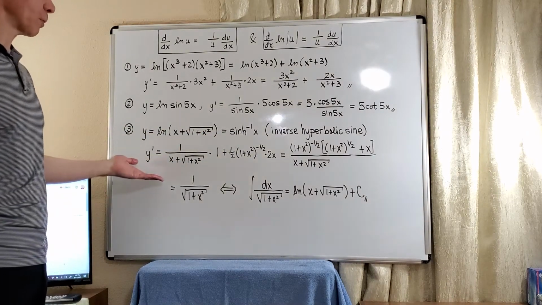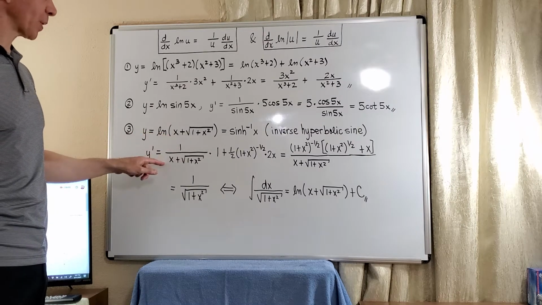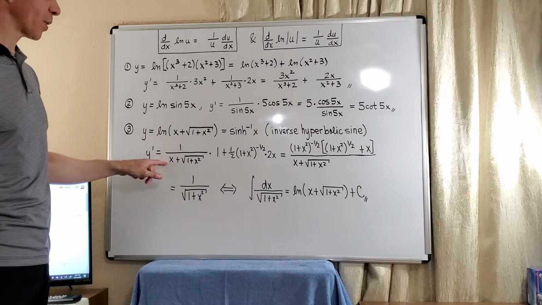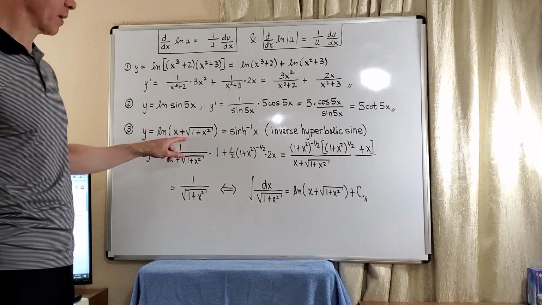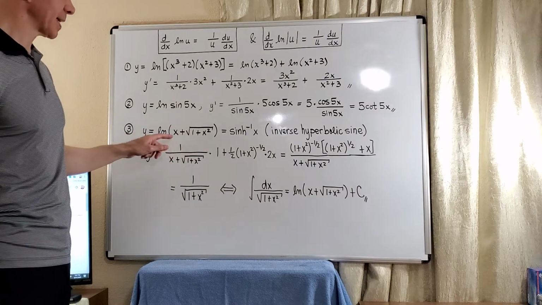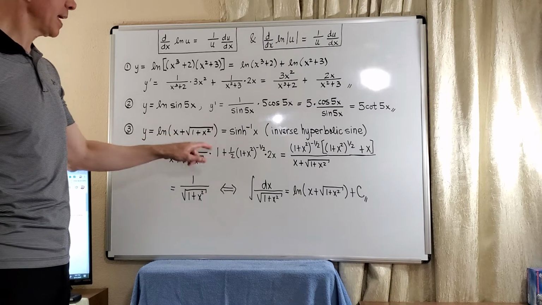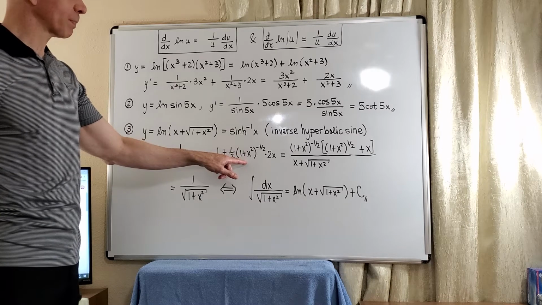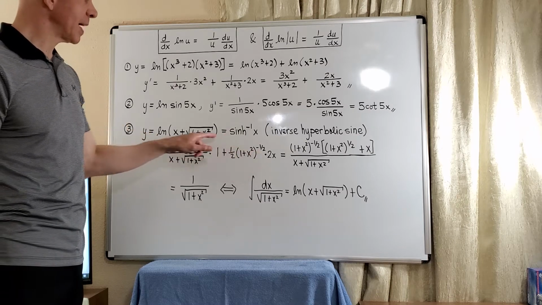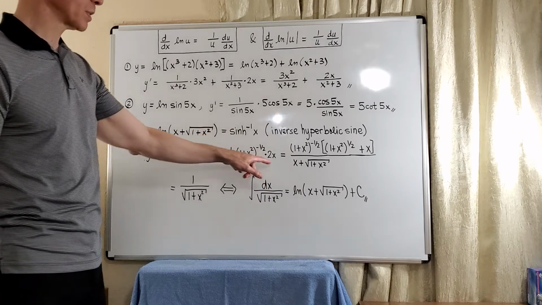Now, in order to effect the derivative, we reciprocate the argument. That is, we have 1 over x plus the square root of 1 plus x squared. And then we take the derivative of the argument, which we've done many times. The derivative of x is 1. And then we apply the chain rule to this term: 1/2 times 1 plus x squared to the negative 1/2 times the derivative of the inner function, which is 2x.